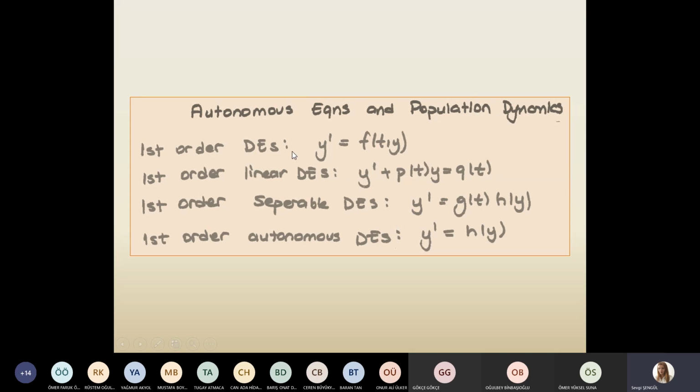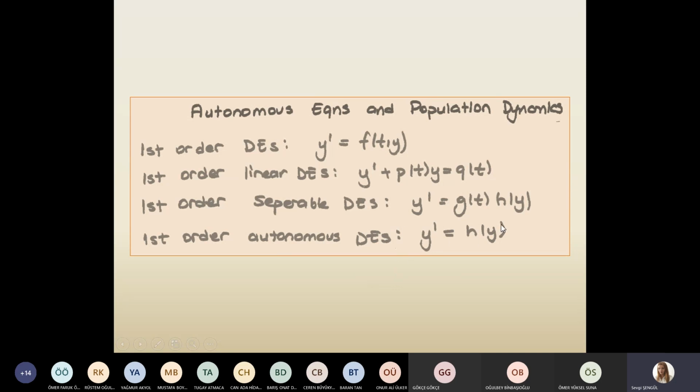So far what did we learn? We learned first order differential equations is in this general form. Y derivative equals f of t, y. And first order linear differential equations have this form. Y prime equals p(t)y, or y prime plus p(t)y equals q of t. This is the standard form of linear differential equations. And we learned the first order separable equations if we can separate the t and y variables like that as a multiplication. And now we will talk about the autonomous differential equations.